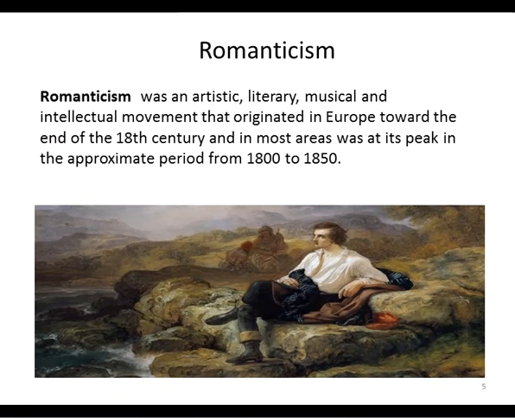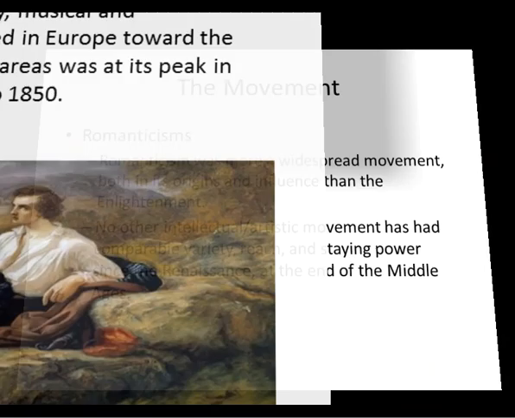So what is this Romanticism period? Well, Romanticism was an artistic, literary, musical, and intellectual movement that originated in Europe toward the end of the 18th century, and in most areas was at its peak from 1800 to 1850. So you can see from this painting, I don't know which one it is, I forgot, but the idea is that everything was sort of grandiose. You see a man sitting, not busy doing anything, enjoying nature. That was the feel that they wanted to communicate during this time frame of Romanticism.